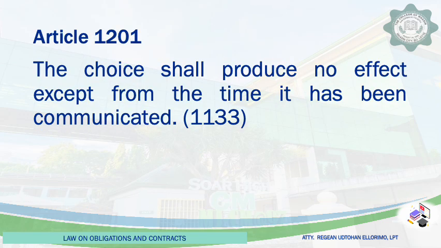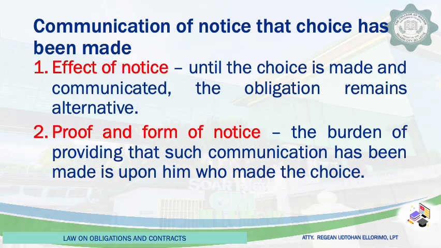Article 1201. The choice shall produce no effect except from the time it has been communicated. Note, class, that the notice of selection or choice of prestation may be communicated either in writing, verbally, impliedly, or by any unequivocal means. Now, what's the effect of notice? Take note, class, that until the notice is made and communicated, the obligation remains alternative.